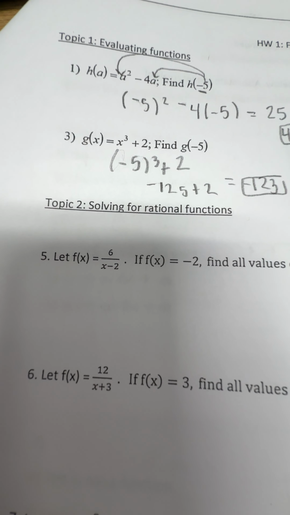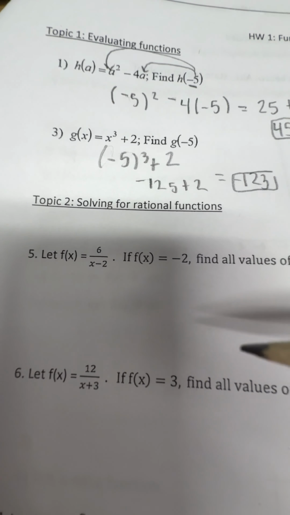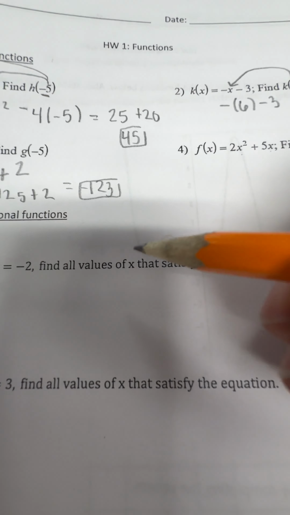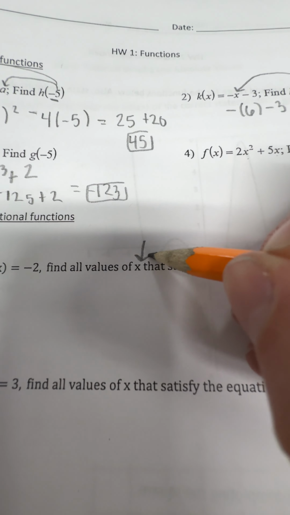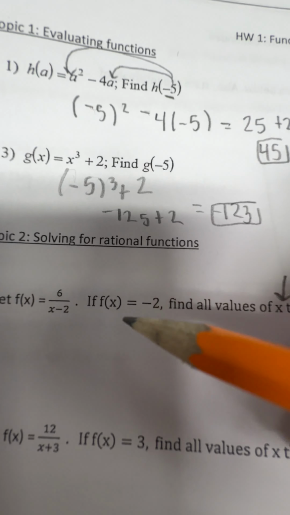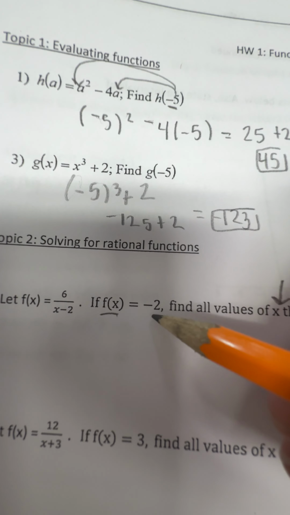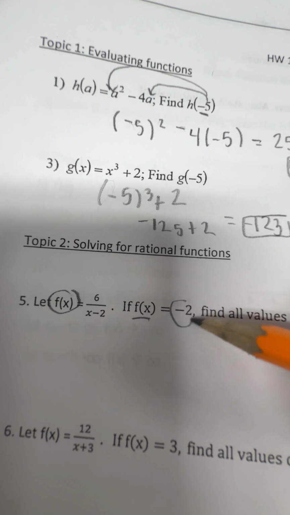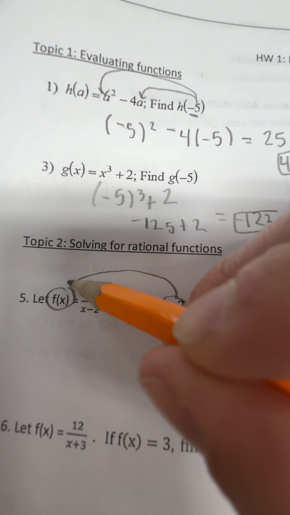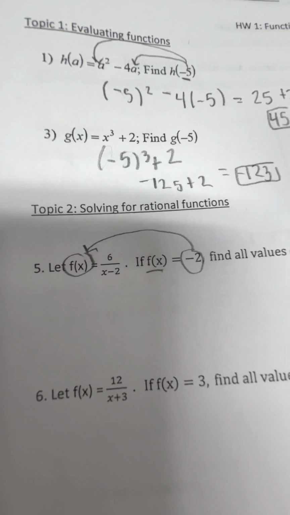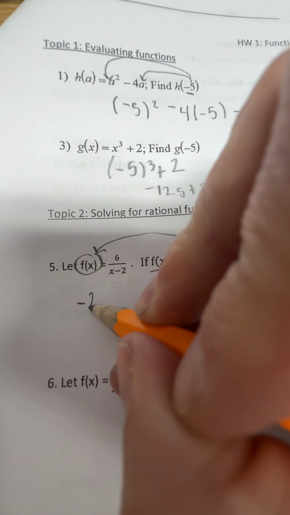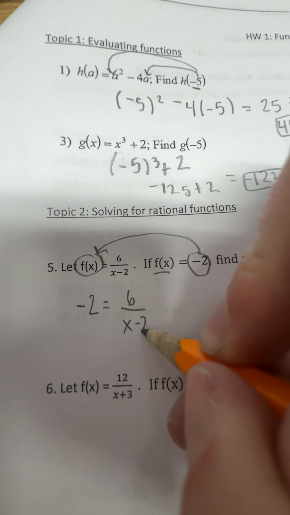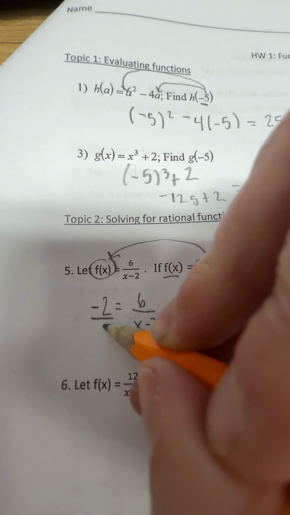All right, let's read this next problem. So it says let f of x equals 6 over x minus 2. If f of x equals -2, find all values of x that satisfy the equation. So guys, we're looking for x. And this is saying let our function be equal to -2. That means that I can replace this f of x with -2. So I'll have -2 equals 6 over x minus 2. And we know that we can always take a number and put it over 1.